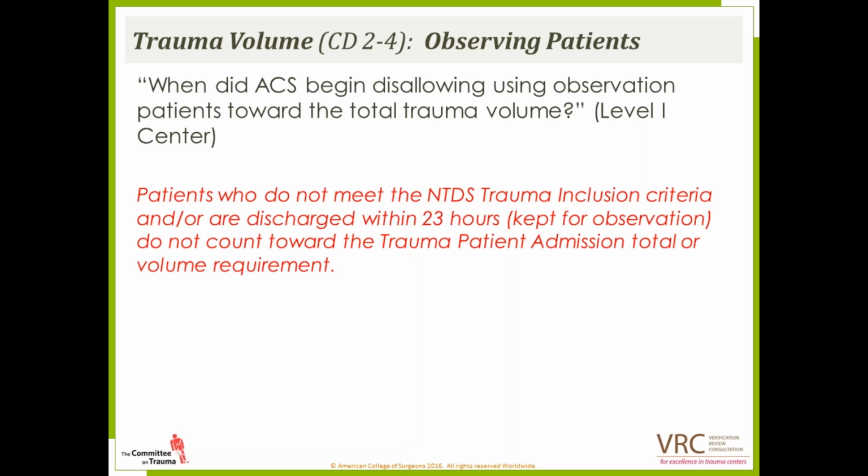When did ACS begin disallowing using observation patients towards the total trauma volume requirement? I'm not really sure if there was a point in time where they were being used. I know since, and I'm probably dating myself here, since the Gold Book, patients who were just present for observation were not part of the volume criteria, and that has been consistently the rule as of now. Any patients who do not meet the NTDS trauma inclusion criteria or are discharged within 23 hours cannot be used to meet the trauma admission criteria or volume.